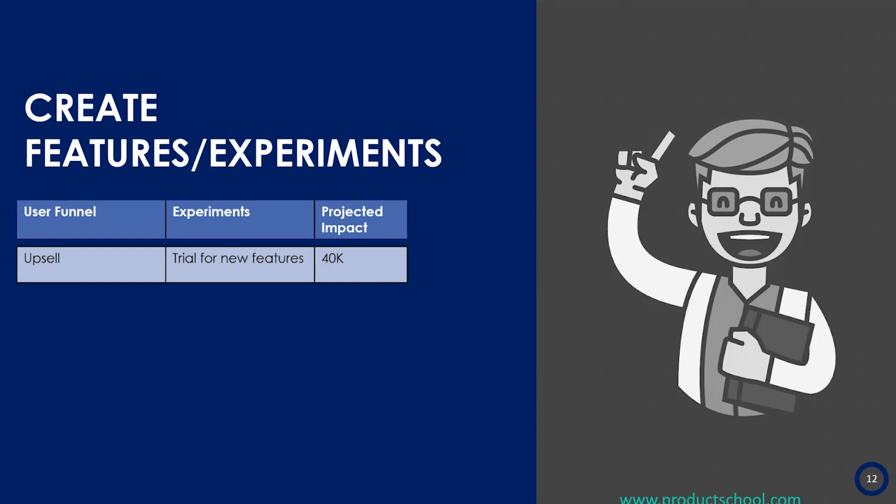My user funnel stage is my upsell. The experiment that I want to run is I probably want my users who have already been acquired and who are in a good place in my engagement journey, before the retention cycle kicks in, to try new features that are different from their SKU, compared to the higher SKU or a lower SKU. Again, however you define success. And my projected impact is $40,000.